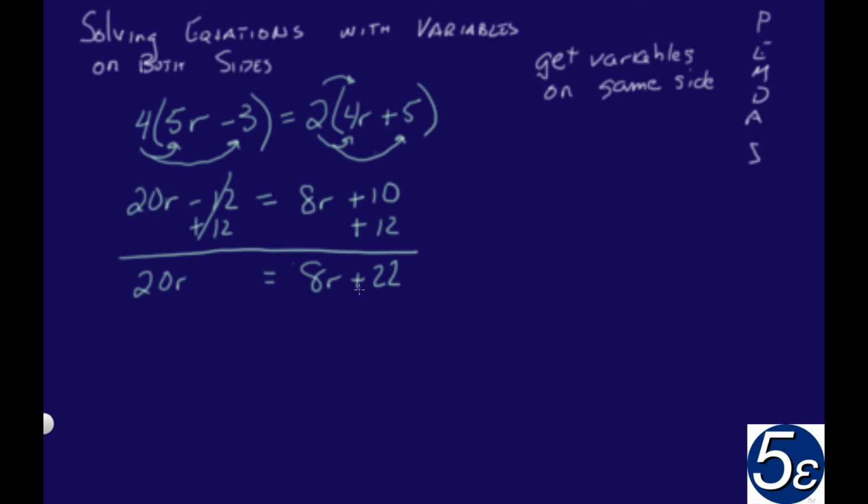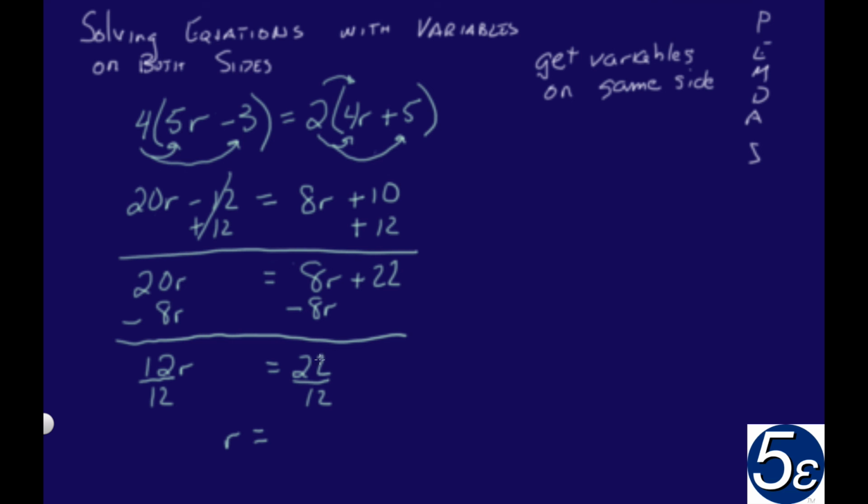Now, we have this 8r plus 22. Again, we have an addition between these two terms, so we're going to actually subtract 8r from this side. And what we do to one, we must do to the other. So we have 8r on this side. When we solve for this, we end up with 12r on the left side, and we end up with 22 on the right side. We're back to a single-step equation. We can divide this side by 12. What we do to one side, we do to the other side, so we end up with r is equal to 22 divided by 12.